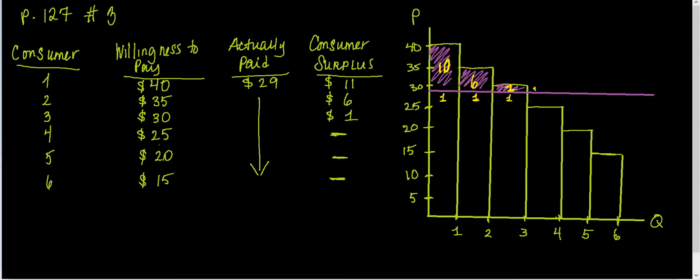So when we add up these areas together, 11 plus 6 plus 1, what do we get? We get 18. And that was the sum of what we got when we did this algebraically. 11 plus 6 plus 1, $18.